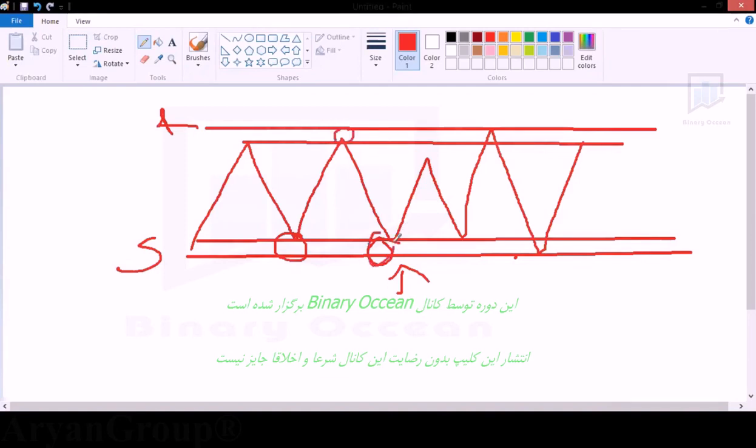If you enter here, the next exit point is here. If you enter here, the next exit point is here. This is your entry point with the sellers. This is your exit point. This is your entry point. This is your exit point. And this is your entry point. This is your next exit point. So these are the entry points. These are the exit points.